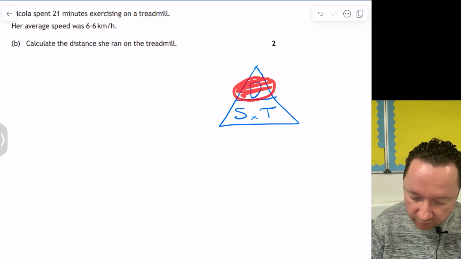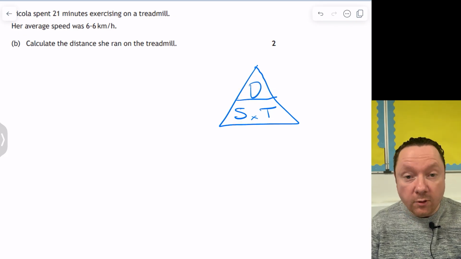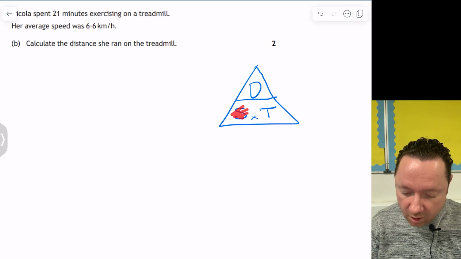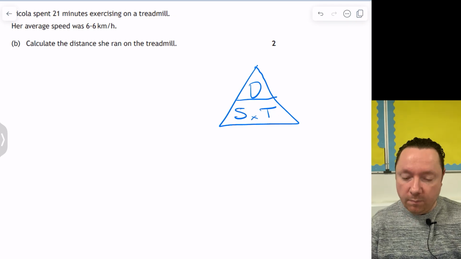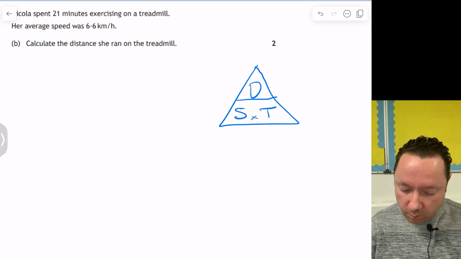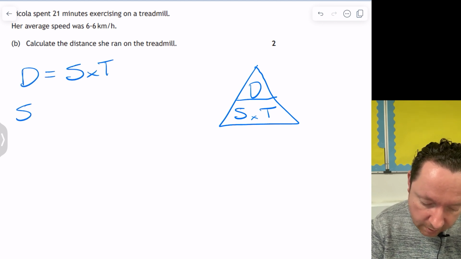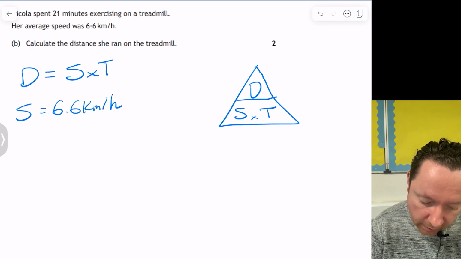So if I imagine covering that one up, I do speed times time. If I wanted to work out the speed, I would imagine covering that up, and it would say distance divided by time. And similarly, if I covered up the time, I would then know that time is equal to distance divided by speed. So it's a nice trick that helps. So I now know that distance equals speed times time. So let's write down my speed, 6.6 kilometers per hour. And let's look at our time, 21 minutes.